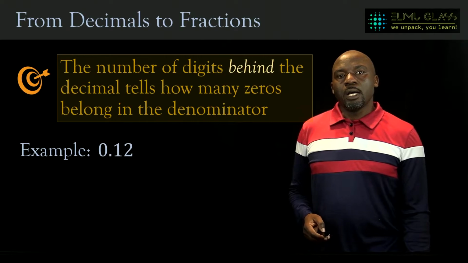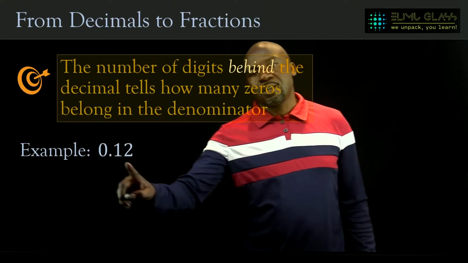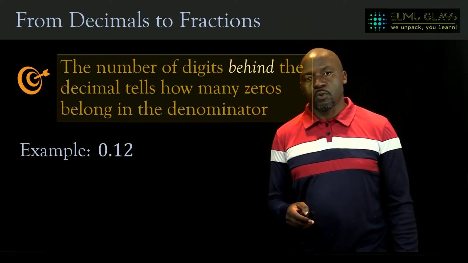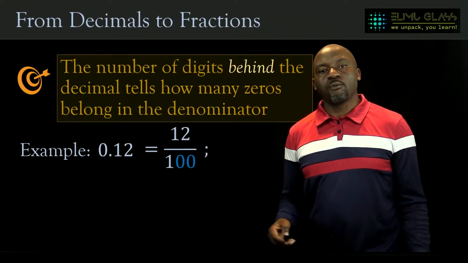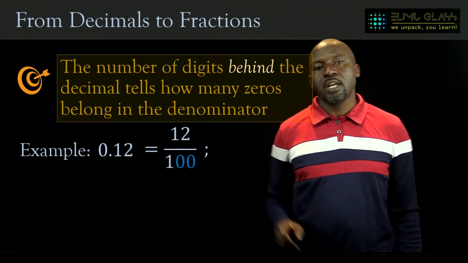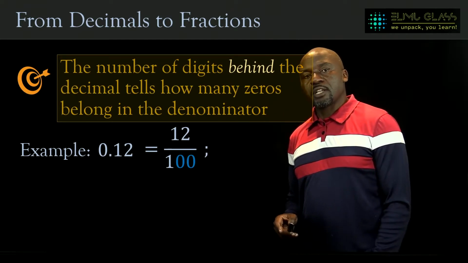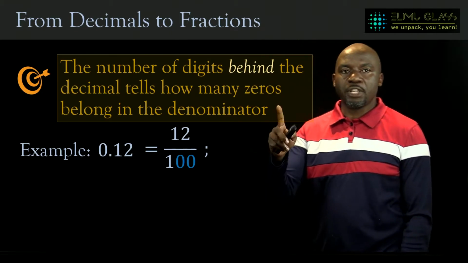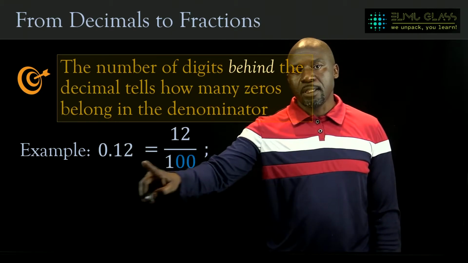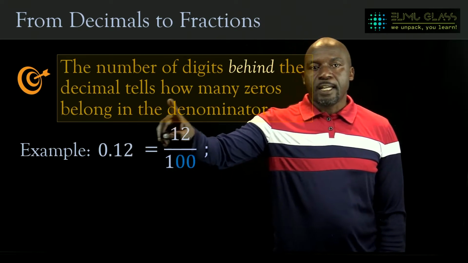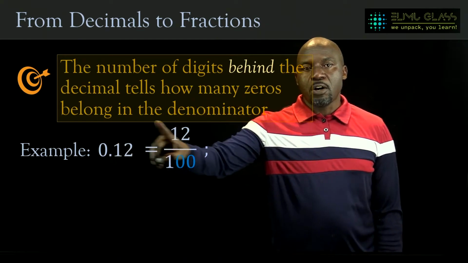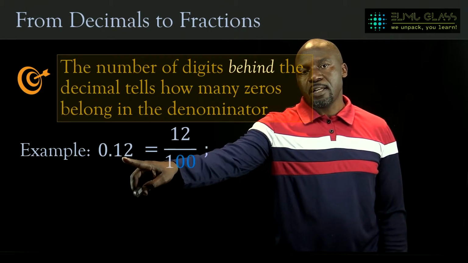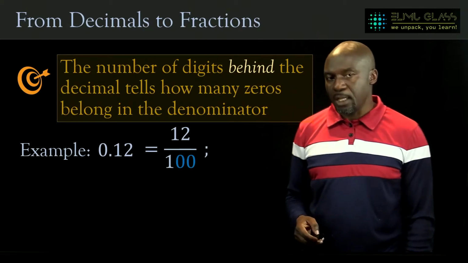Similarly, 0.12 has 2 digits behind the decimal point, so I can express 0.12 as 12 out of 100. You can see 2 zeros falling behind, being expressed in the denominator. So the number of digits behind the decimal will tell us how many zeros belong in the denominator. In this case, 2 digits behind the decimal means 2 zeros in the denominator.